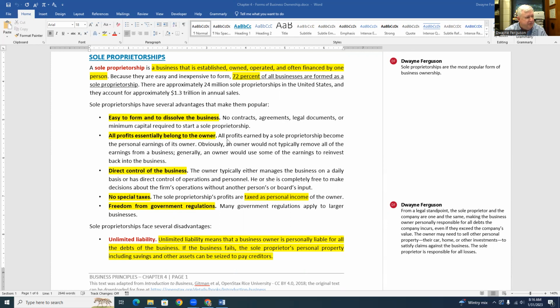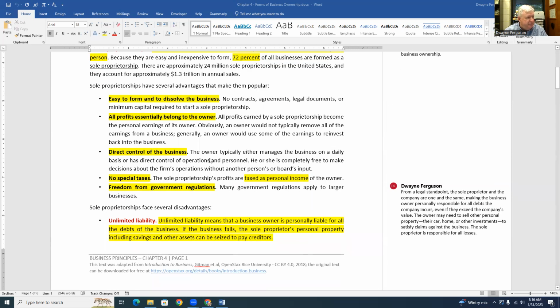All profits essentially belong to the owner. Well, that is true. You're taking some money and paying your employees. You're taking some profits and plowing it back into the business to buy new equipment or new buildings or whatever it might be. But as a sole proprietor, you have the discretion of what's done with those funds. You have control of the business.